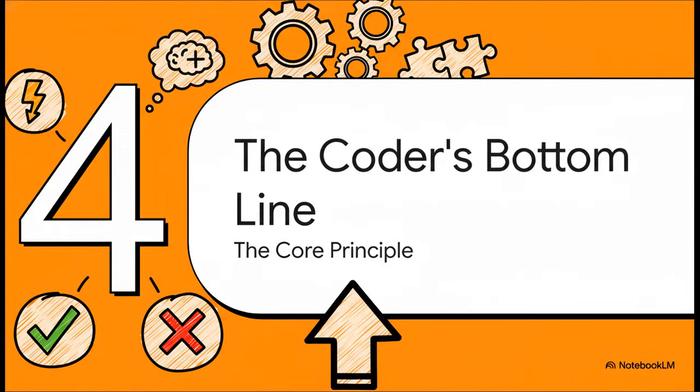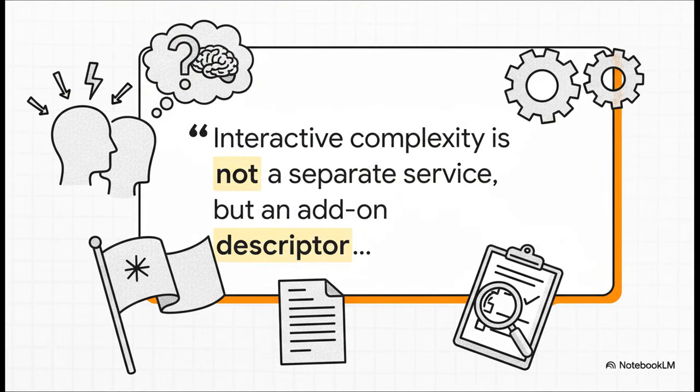Okay, let's take a breath. We've gone through the triggers, the right codes to pair it with, and the codes to avoid. So let's boil this all down. What is the one thing, the core idea, that you absolutely have to take away from all this? It's this, right here on the screen. This is the whole shebang. Interactive complexity isn't a service. The provider didn't do interactive complexity. It's more like a descriptor, an adjective. It's your way, as the coder, of saying, whoa, hold on. This session right here involved way more communication effort than usual, and I've got the notes to prove it.